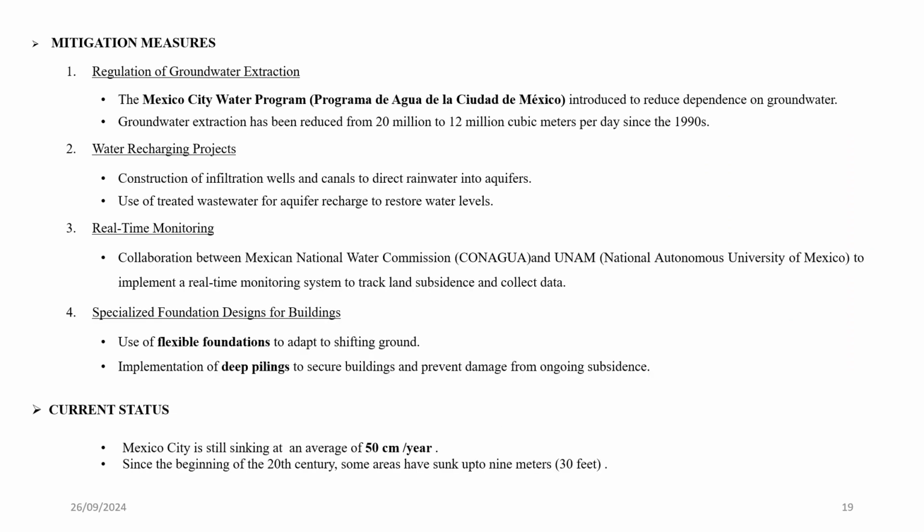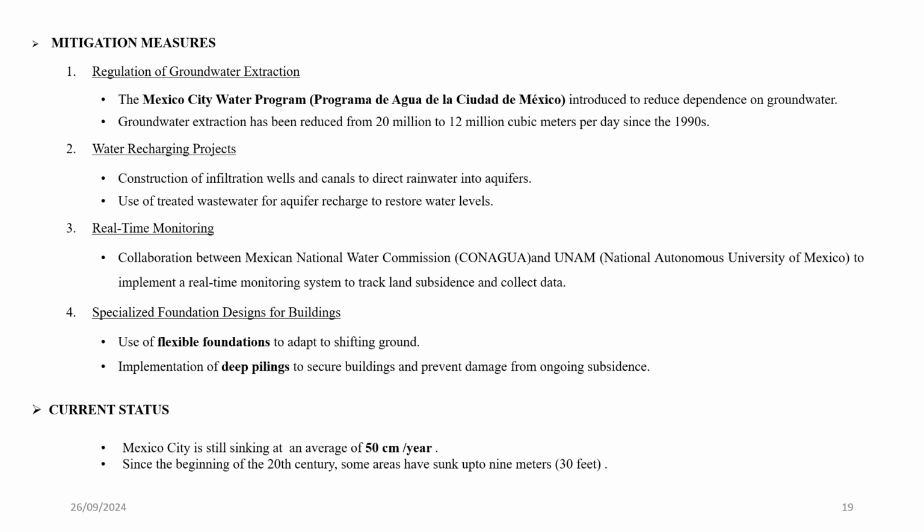Now let's see the various mitigation measures adopted by the Mexican government. First is regulation of groundwater extraction. The Mexico City water program introduced to reduce dependence on groundwater. The groundwater extraction has been reduced from 20 million to 12 million cubic meters per day since the 1990s.